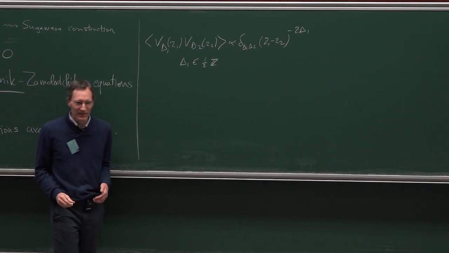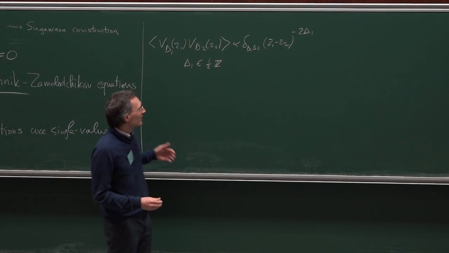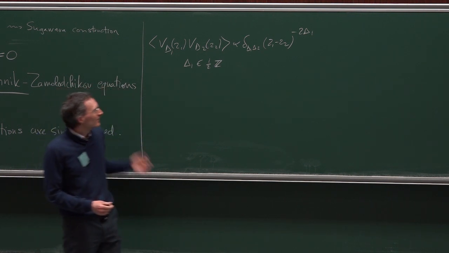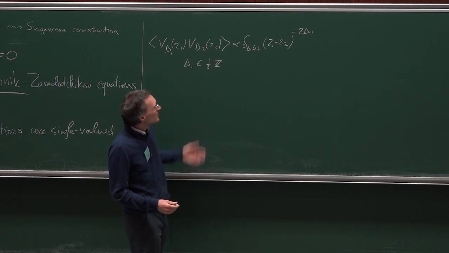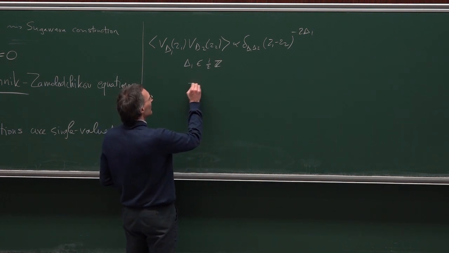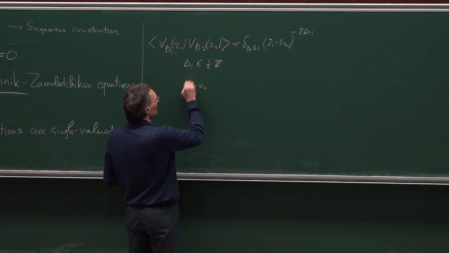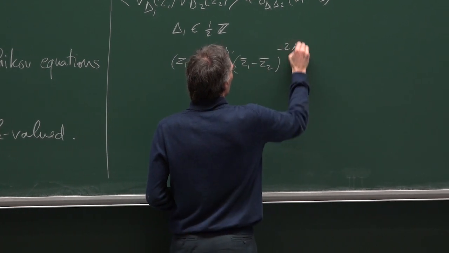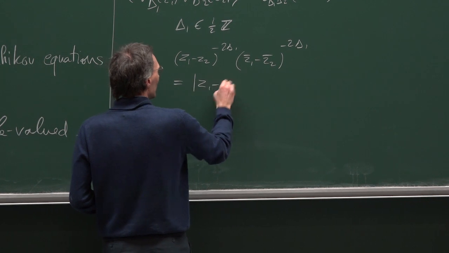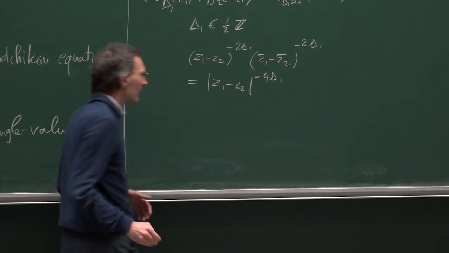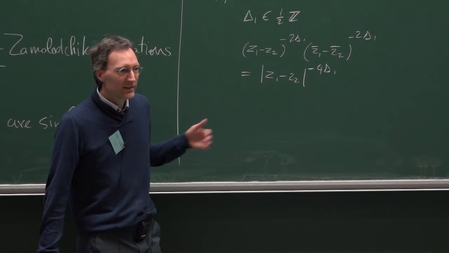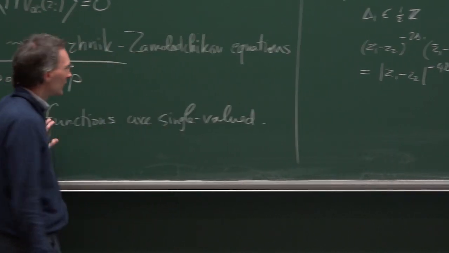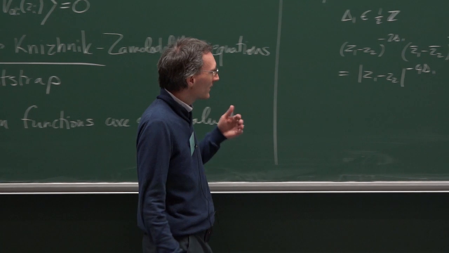Well, this is not a very good situation. In interesting conformal field theories, we have dimensions that are not half integer. So what's missing is actually some dependence on z bar, because the functions I would like to have are things like z1 minus z2 to the minus 2 delta 1, z1 bar minus z2 bar to the minus 2 delta 1. So that's just the modulus of z1 minus z2 to the minus 4 delta 1. And that would be single-valued for any value of the conformal dimension delta 1. So if I want this axiom to be valid in interesting cases, I have to add dependence on z bar.